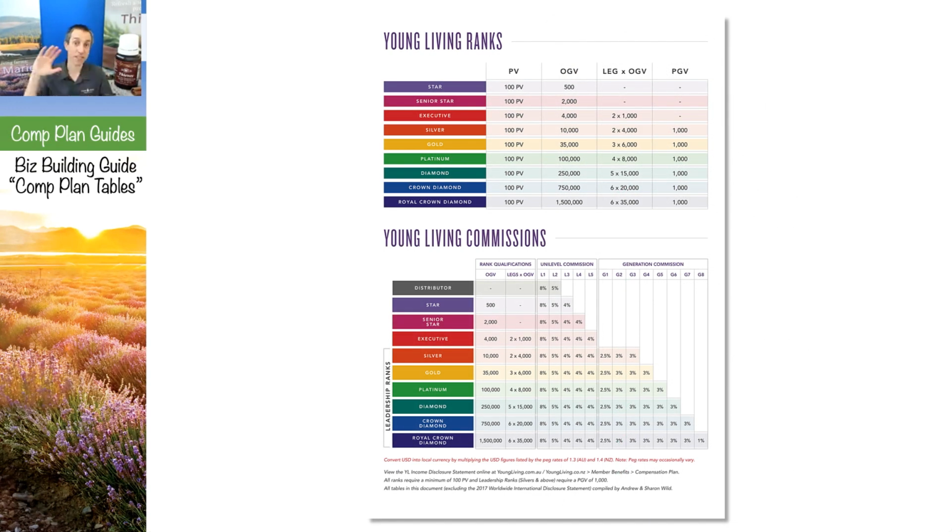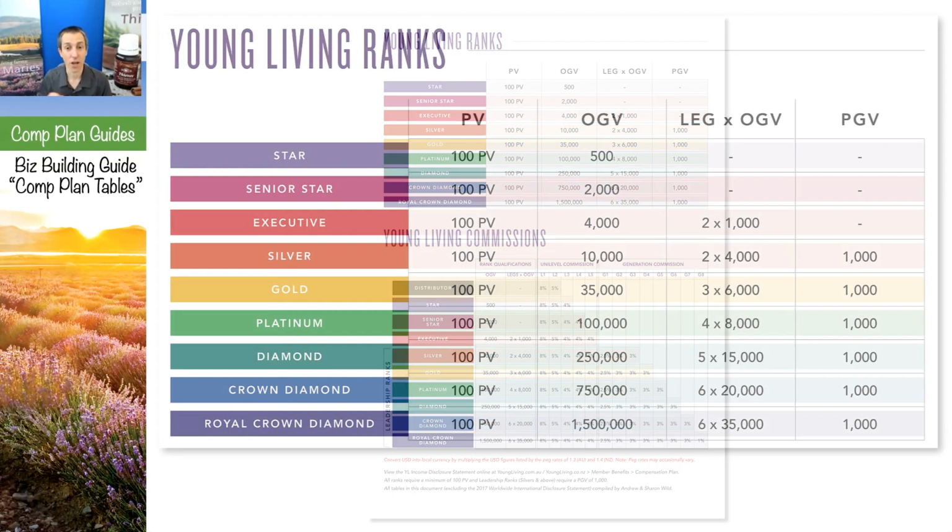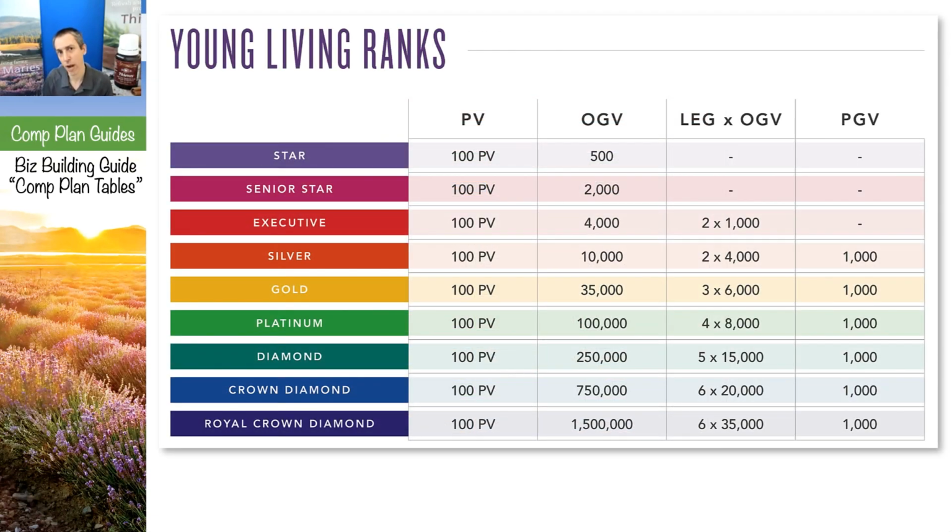Okay, now on the second sheet, it has the heading YL Ranks. We're going to have a look at this sheet in a bit more detail now. This sheet, called Young Living Ranks, gives you the four main components that you need to qualify in order to achieve that particular rank. You can see there, Star, it says in the PV column 100 PV, and in the OGV column 500. So it's listing exactly the requirements you need in order to achieve a particular Young Living rank.